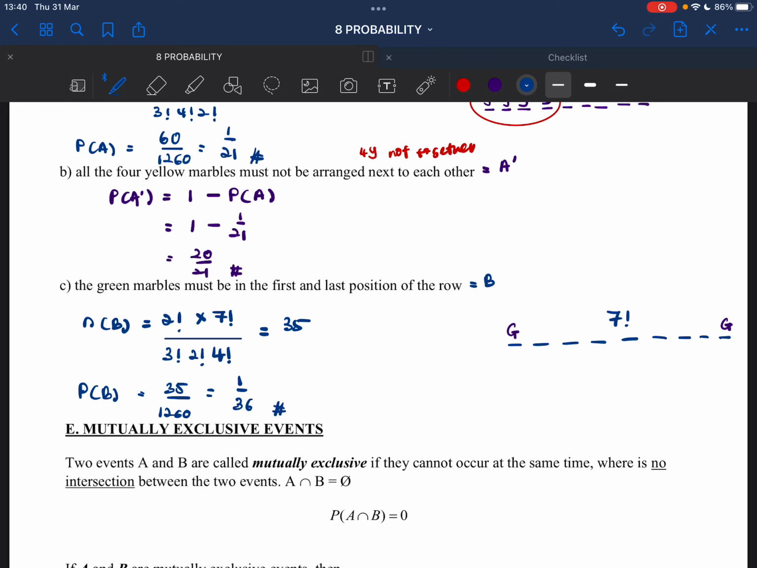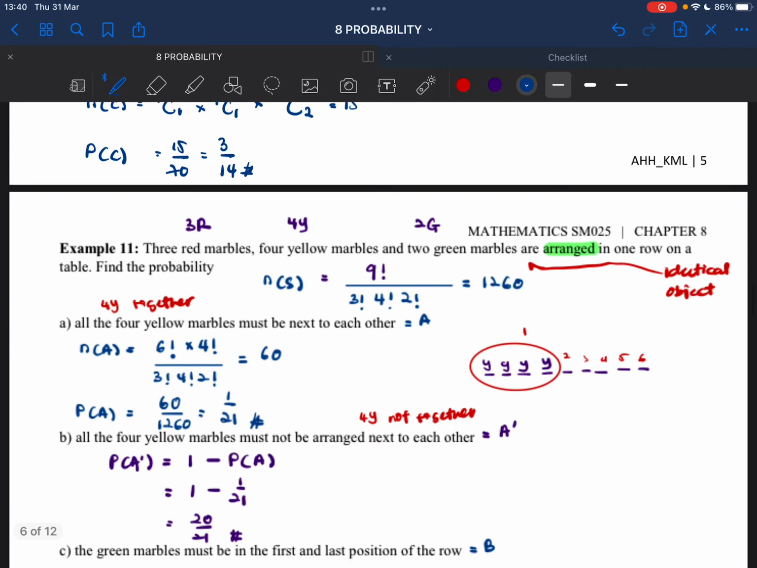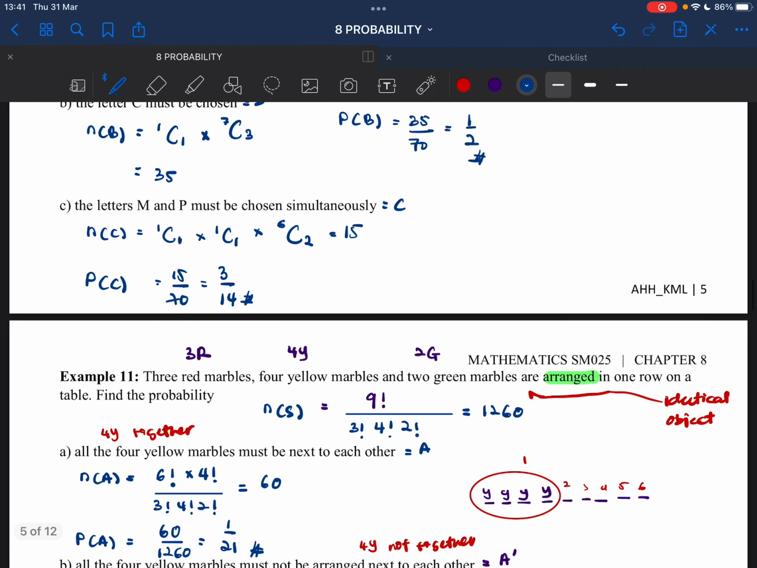Okay, very, very simple. That's it for probability involving combination and permutation.